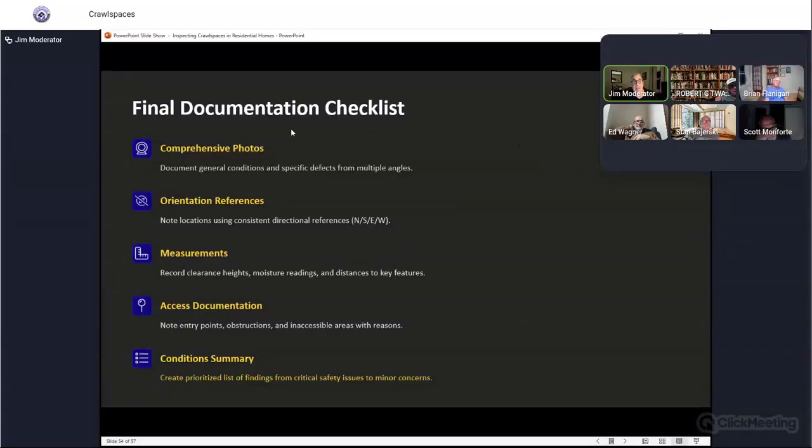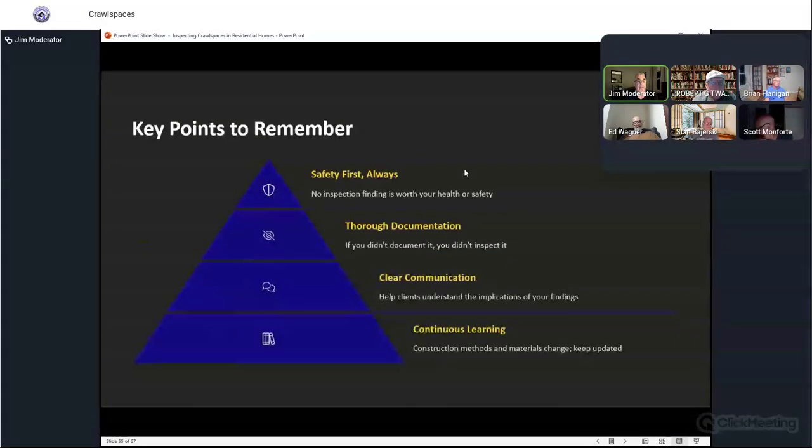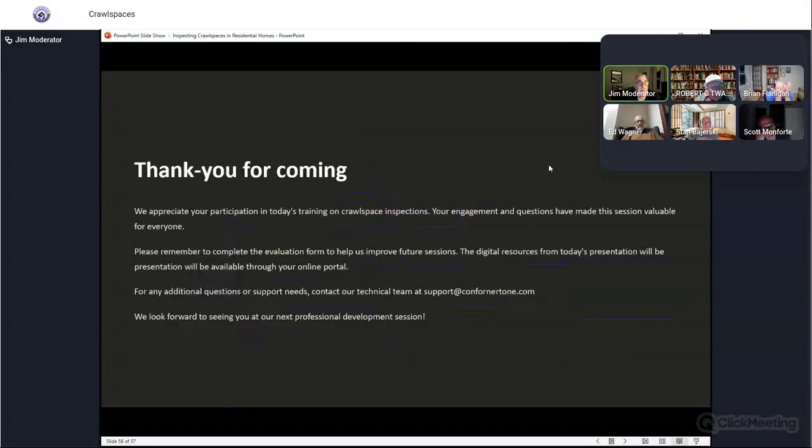And as a final documentation checklist, we want comprehensive photos, orientation references, measurements, access documentation again, and condition summaries. So all this needs to be in the report and clearly put out there. And again, to wrap up: safety first, thorough documentation, clear communication, and continuous learning. So we made it.